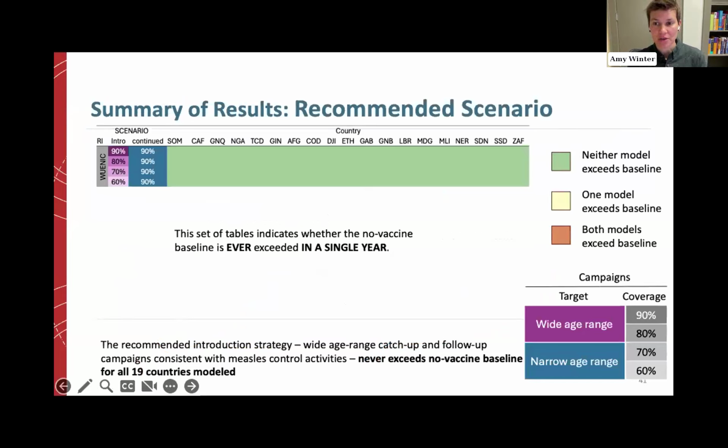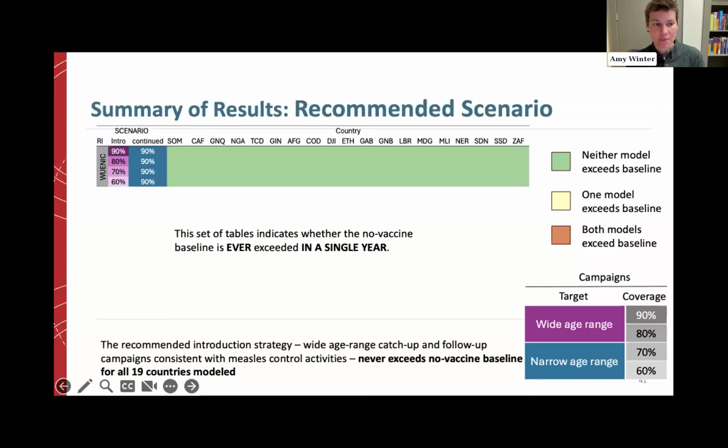The rows represent the scenarios in the order they were before. The countries are in columns, and they are ordered slightly differently. The order will make sense momentarily. So the table indicates whether the CRS cases and the no vaccine baseline is ever exceeded in a single year. Each country and scenario is color-coded, where green indicates that neither the UGA nor the UKHSA model ever predict an exceedance of CRS cases above baseline. And yellow is the cases where one model predicts an exceedance above baseline, and red or orange means both models predict an exceedance above baseline for that particular scenario.